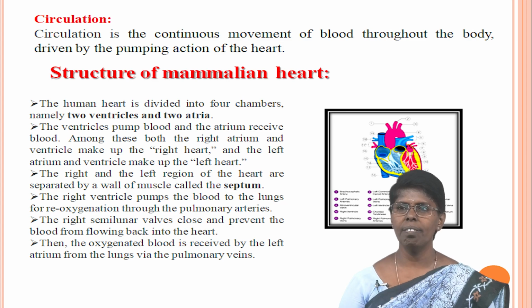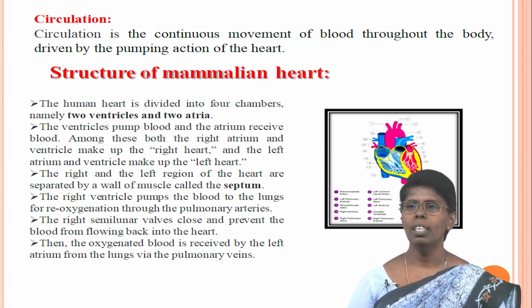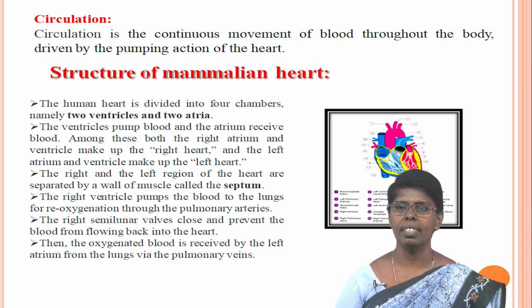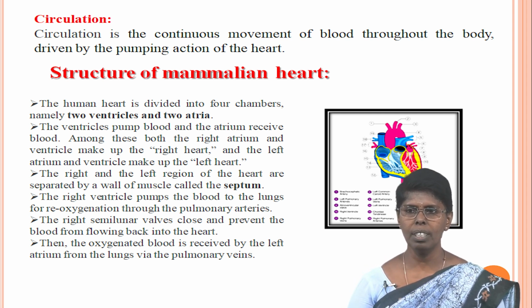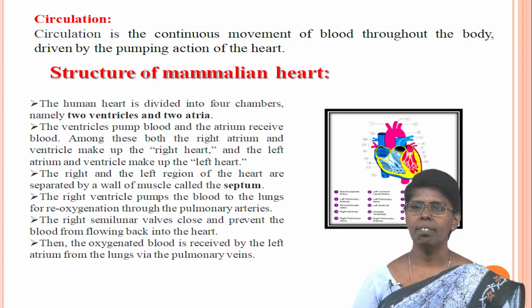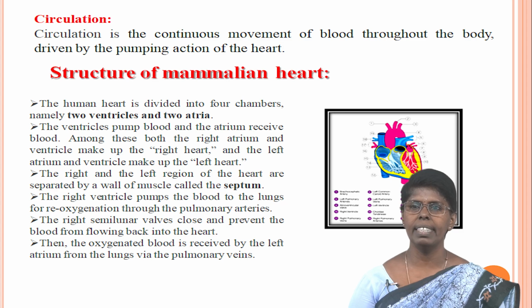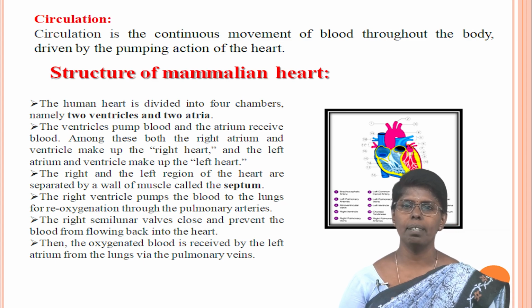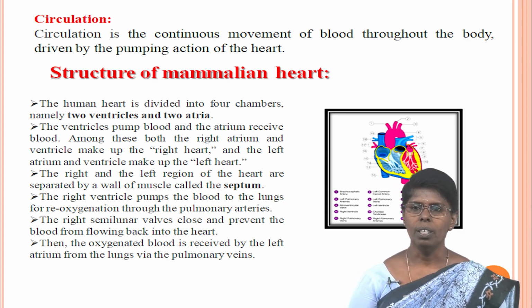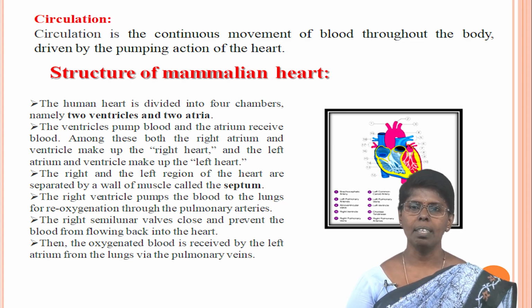The human heart is divided into 4 chambers. There are 2 ventricles and 2 auricles. The ventricles pump blood and the auricles receive the blood. Among these ventricles and auricles, both the right auricle and the ventricle make up the right side of the heart, and the left auricle and the ventricle make up the left side of the heart. The right and left regions of the heart are separated by a wall of muscle, which is called the septum.